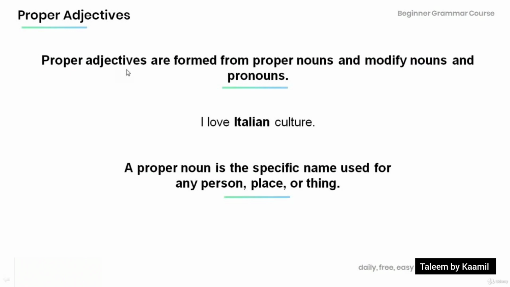Now, proper adjectives are formed from proper nouns and modify nouns and pronouns. Have a look at the example below. I love Italian culture. The word Italian is a proper adjective, and it's formed from the proper noun Italy. Remember that a proper noun is the specific name used for any person, place, or thing, as in Italy.